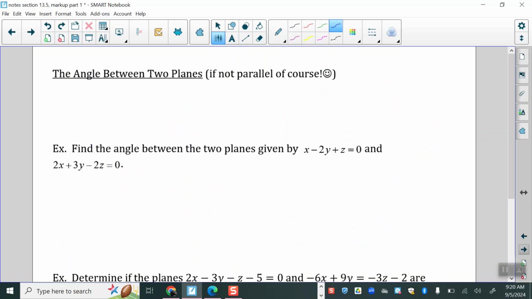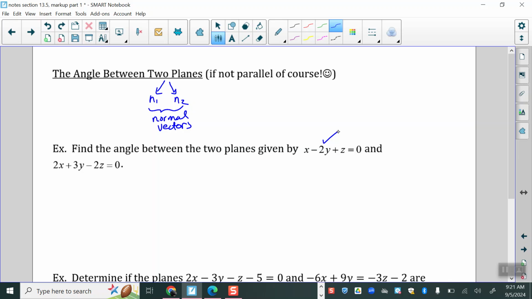The angle between planes is just like the angle between two vectors, except you have to use the normal vectors of the planes. So two planes, you've got normal vector 1 and normal vector 2. These are my normal vectors. For example, down below, this first plane right here, what would its normal vector be? 1, negative 2, 1. So you just pick it out.